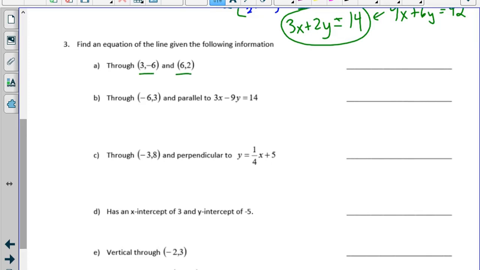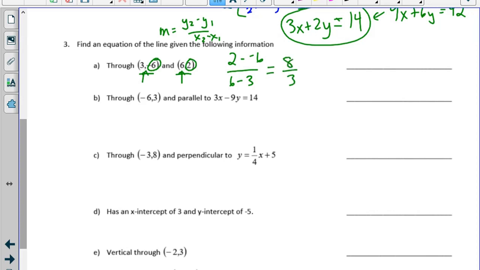Okay, through these 2 points, I'm going to use the slope formula. So the slope is y minus y over x minus x, and then I will use point slope form in order to find these things. So 2 minus negative 6 over 6 minus 3. So I'm just taking a y minus a y, then an x minus an x. So that ends up being 8 over 3.